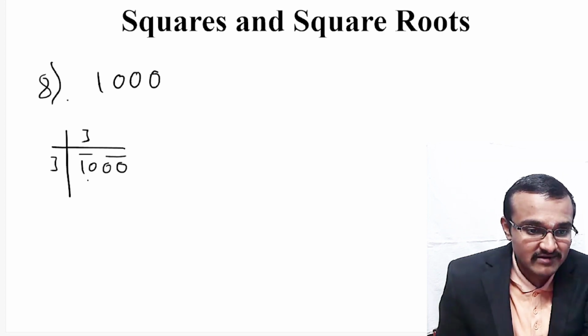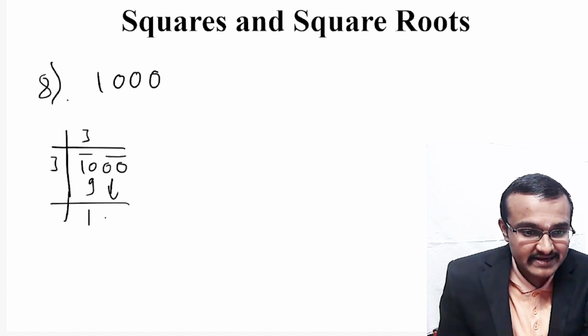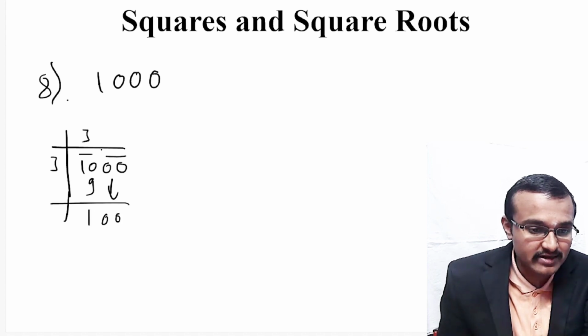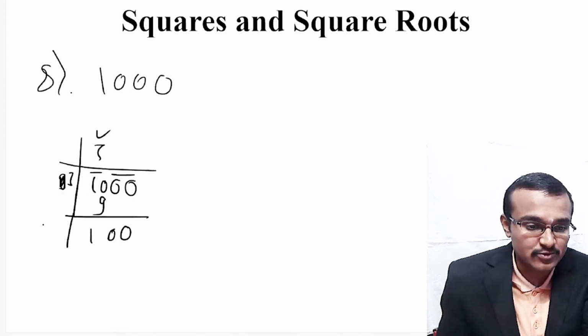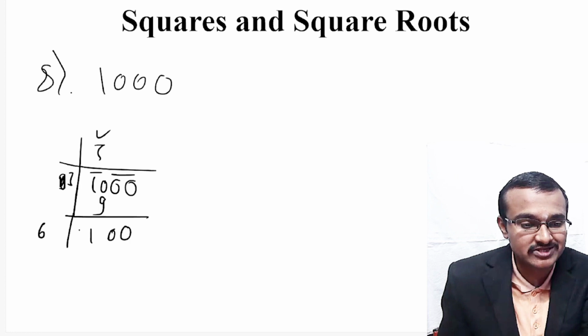So 3 into 3 will be 9. So 10 minus 9 is 1. You can take these zeros down, so down it will be zeros. So 100 will be there. Take twice of this 3. Twice of the 3 will be 6. 3 into 2 is 6.